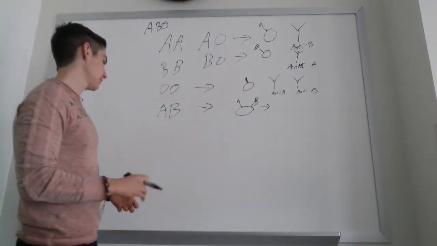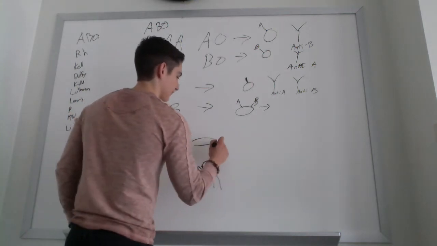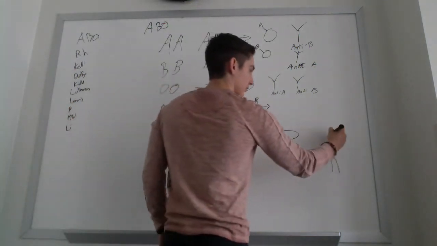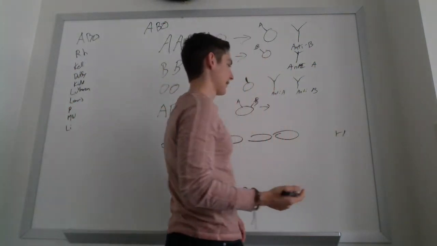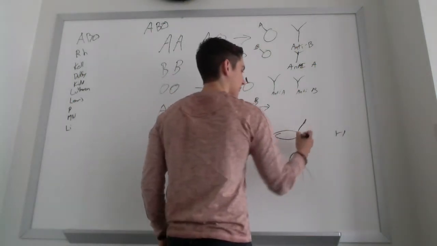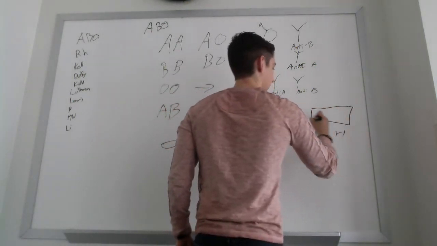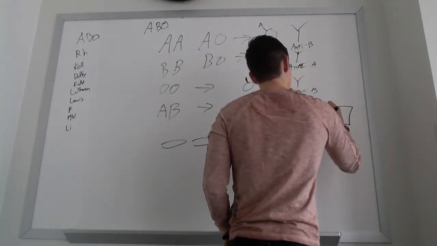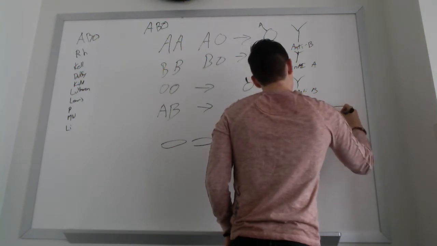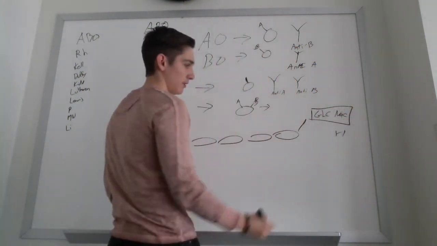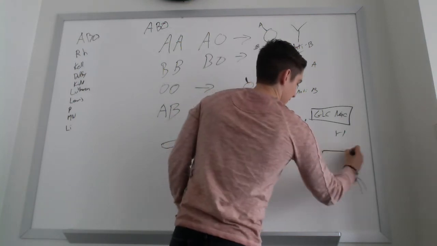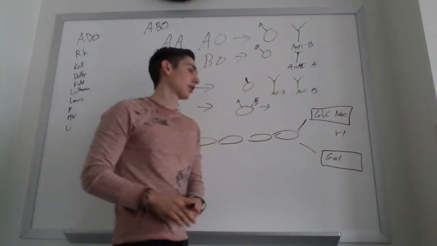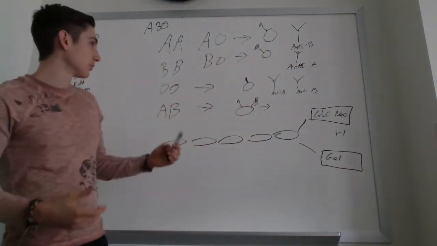These antigens are basically like chains. Type O has just the H chain, it's called. Type A, at the end, will have a branch of N-acetylgalactosamine, GalNAc it's called. And type B will have a branch of galactose at the end. That's how they're differentiated between the 3.